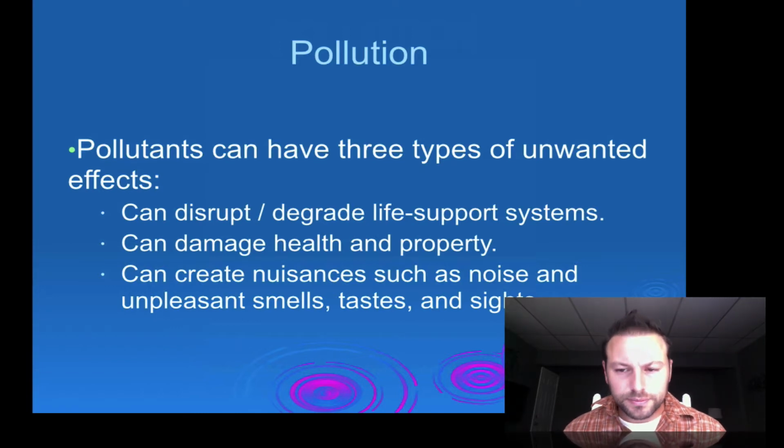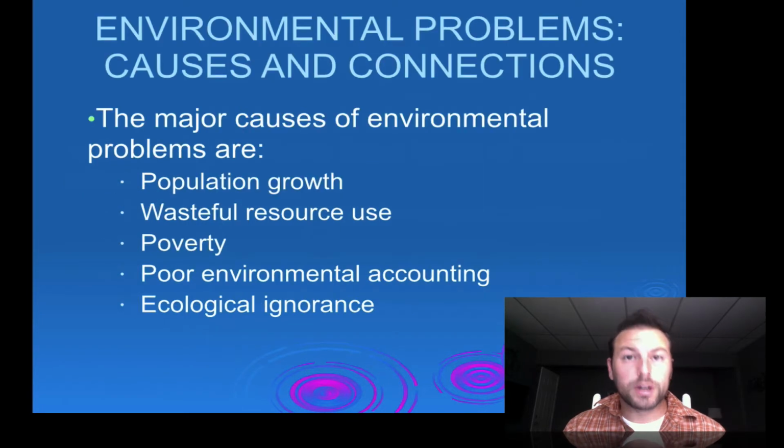Just in Texas, they had a huge algae bloom within their water supply, producing these toxins. Well, that degraded a life support system for them, and it also affected the health of those people. Now they can't use their water. We can also create nuisances such as noise, unpleasant smells, tastes, and sights. Those are basically the types of pollution, or the effects that they can have. We're definitely going to be going more into that.